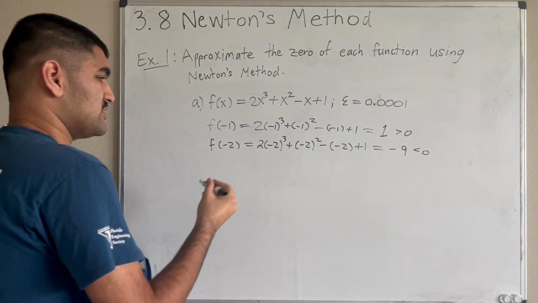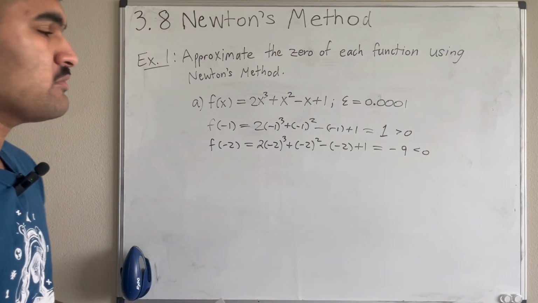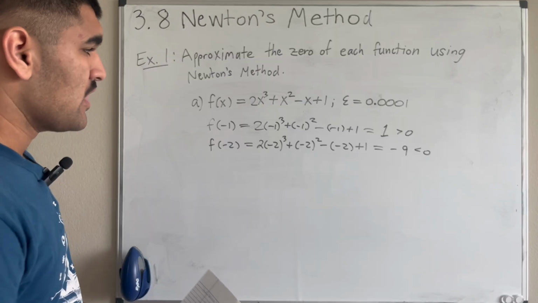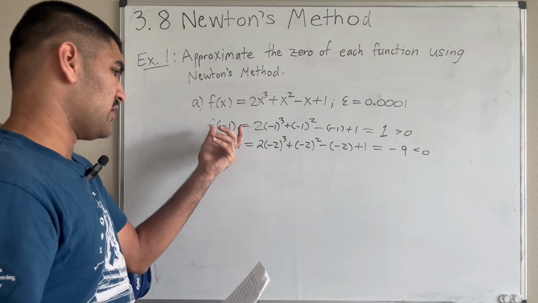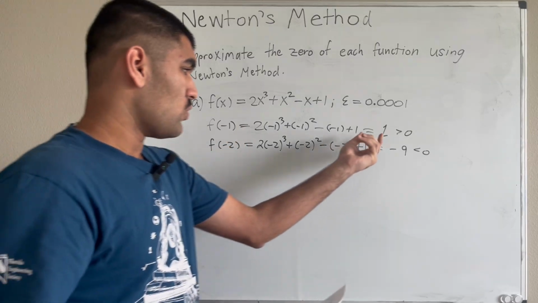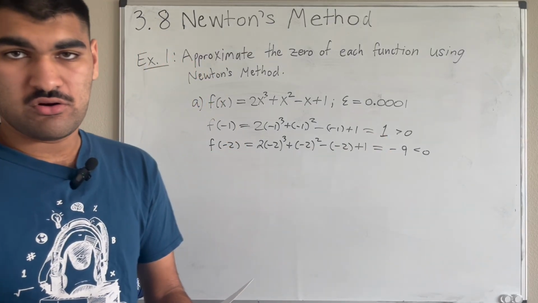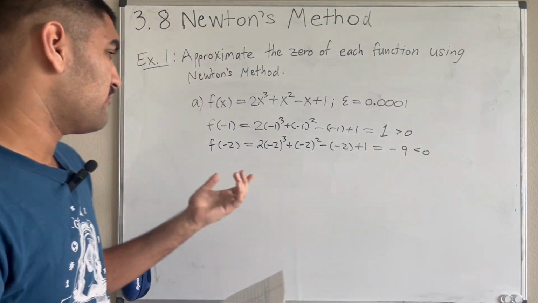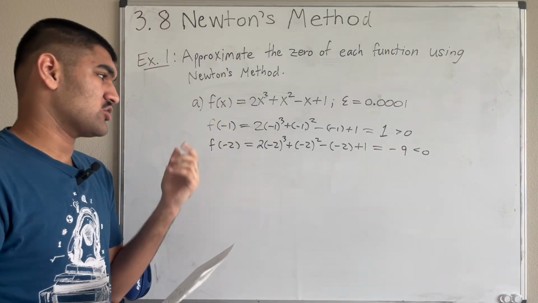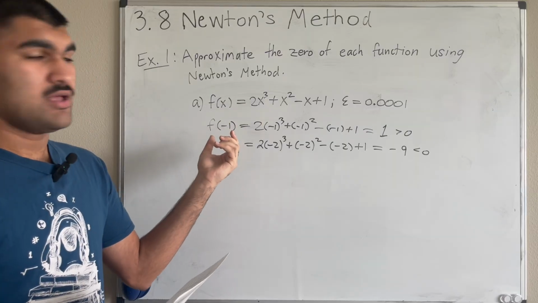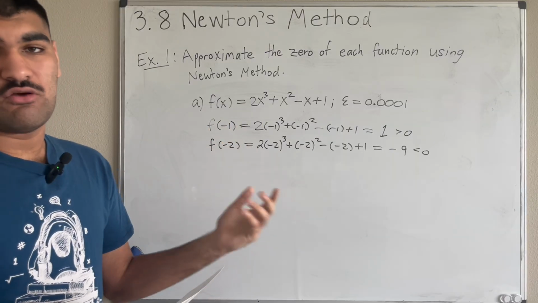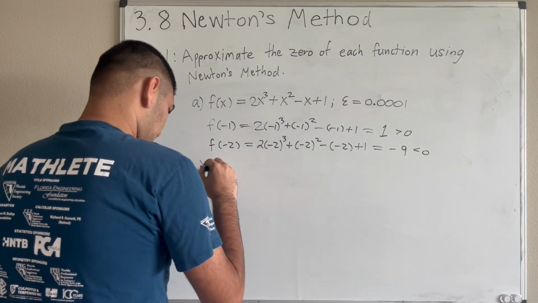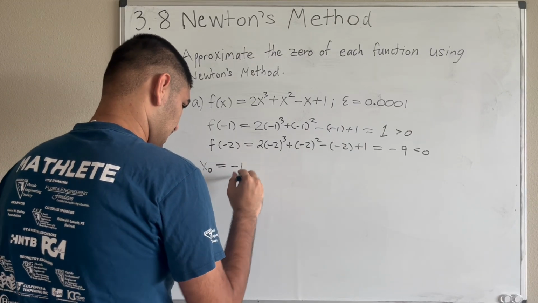So that means our 0, by the intermediate value theorem, has to lie somewhere between -1 and -2. Now, which one do we pick, -2 or -1? Well, 1 is closer to 0. It's closer to the x-axis than -9, right? So I want to pick our starting value x0 to be -1, because then we will approach the 0 quicker. So I'm going to let our starting value x0 be -1.